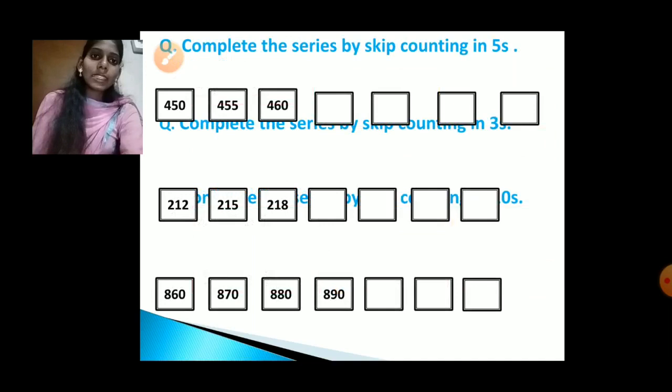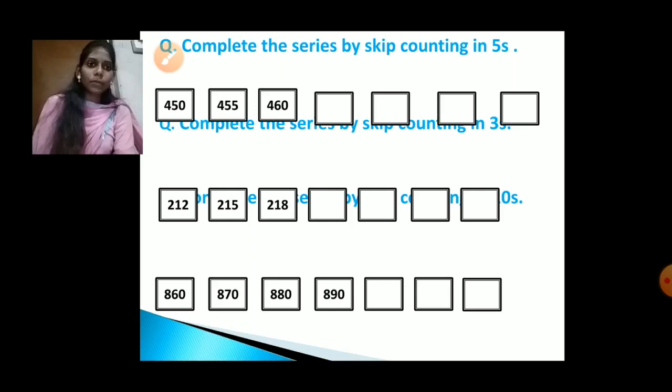Now complete the series by skip counting in 5s. First, complete the series by skip counting in 5s: 450, 455, 460 and continue. Next, the question is complete the series by skip counting in 3s, but now you have to find out the skip. The next one is 860, 870, 880, 890. You have to find out by how many numbers you have to skip the counting to complete that series. Okay?